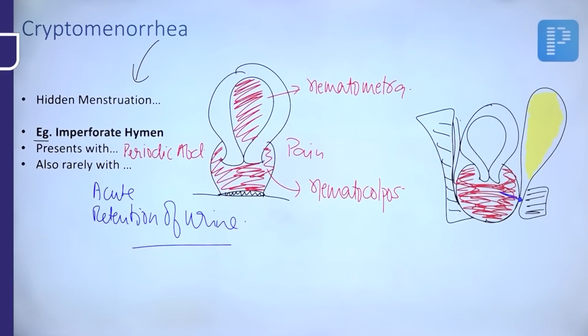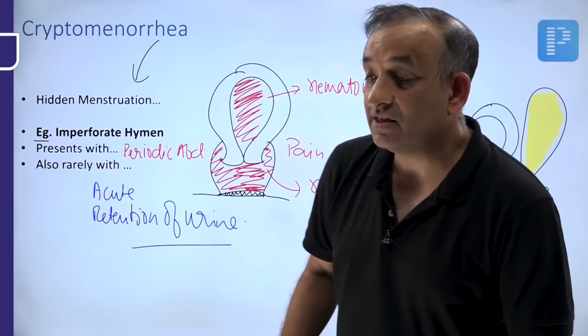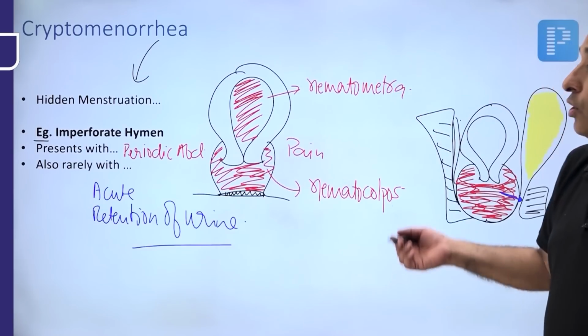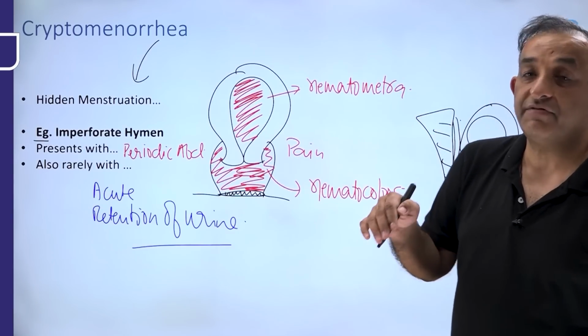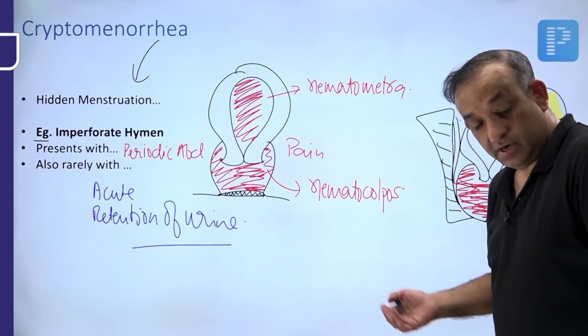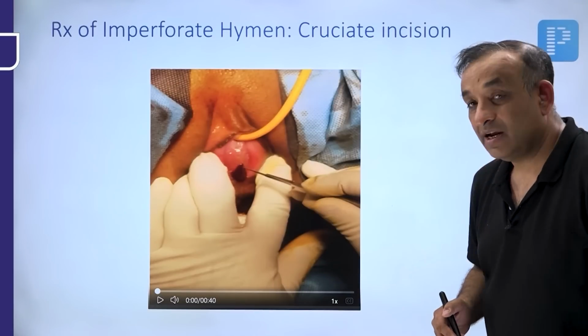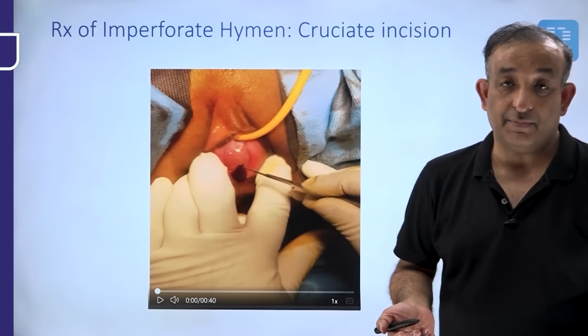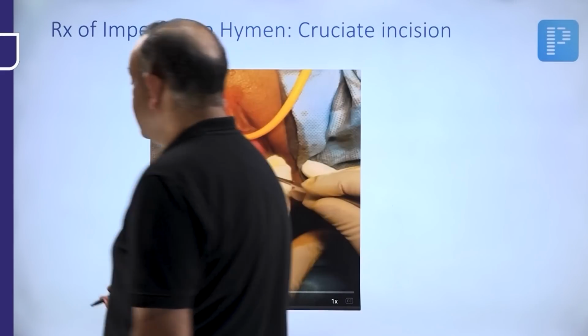So yes, that is how sometimes the patient actually comes to you. So this is an imperforate hymen causing cryptomenorrhea. Mind you, imperforate hymen is not a Mullerian defect, it's a canalization defect. Now, let me show you a video of a patient who had an imperforate hymen and what is the treatment of an imperforate hymen. All of you know the treatment of an imperforate hymen is to make a cruciate incision.